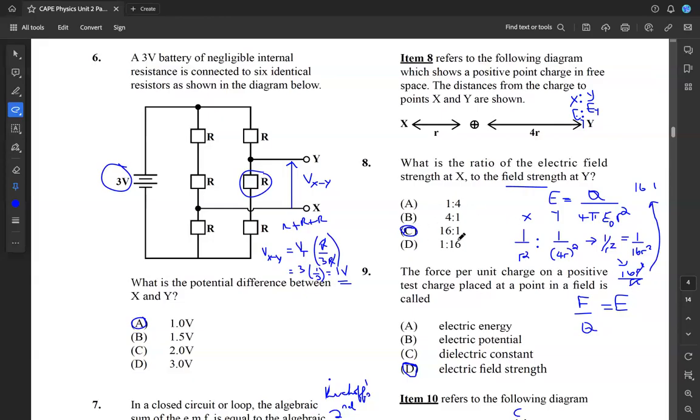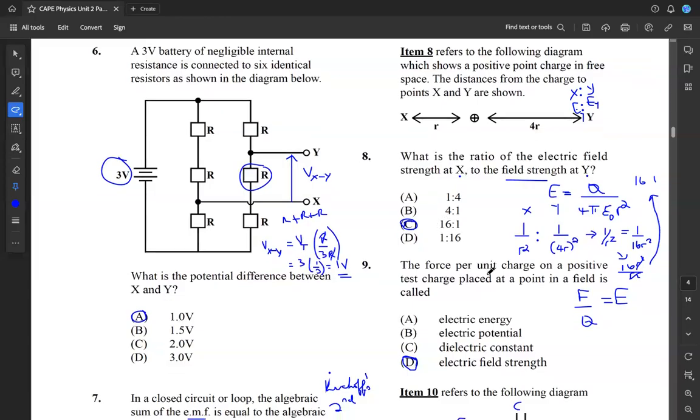Okay? So remember, the ratio they're asking us about is X to Y, and so we know what the field strength at X would be. It's 1 over R squared, and then we know what the field strength at Y would be. That's 1 over 4R squared. And so it's just a matter of simplification from here on out, and we end up with 16 to 1, right? So that's our answer here.